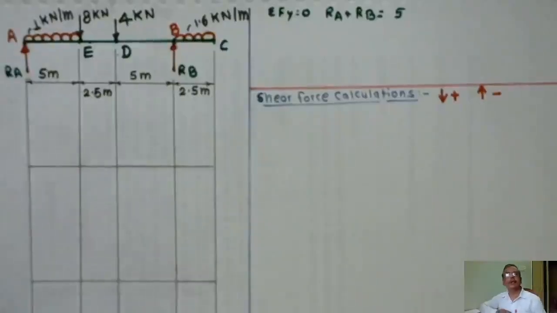Let's see the second numerical of an overhang beam. An overhang beam AC of span 15 meter is given, in which 1 kilonewton per meter and 1.6 kilonewton per meter UDL are acting, whereas 8 kilonewton and 4 kilonewton point loads are acting. In this numerical, we have to solve the shear force and bending moment diagrams, and also locate its points of contraflexure. Now let's see this numerical.